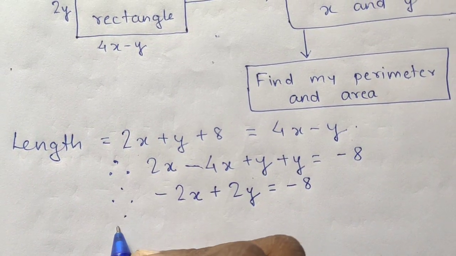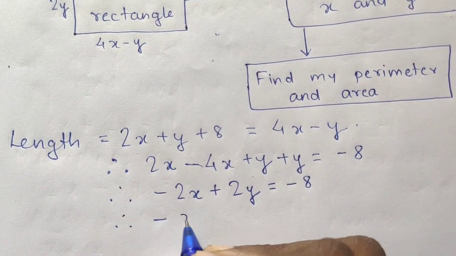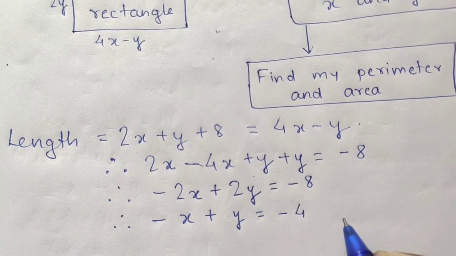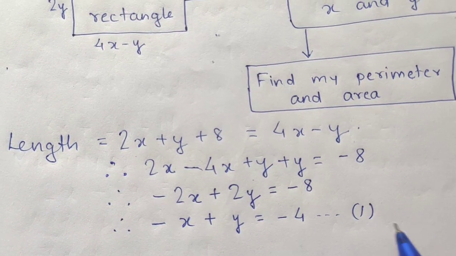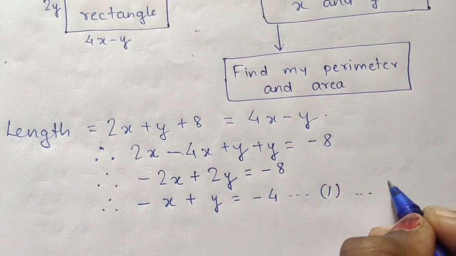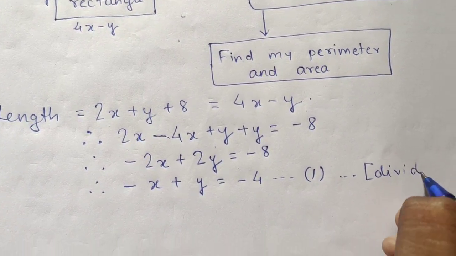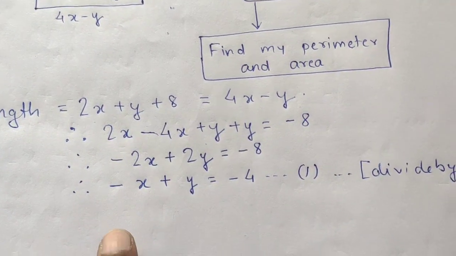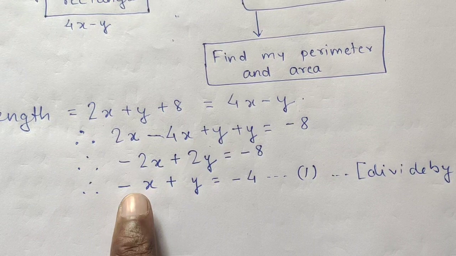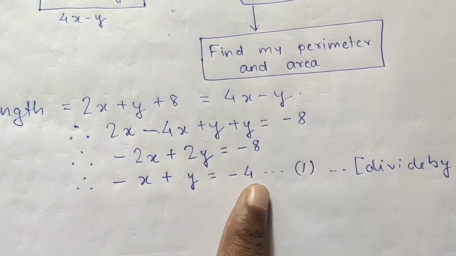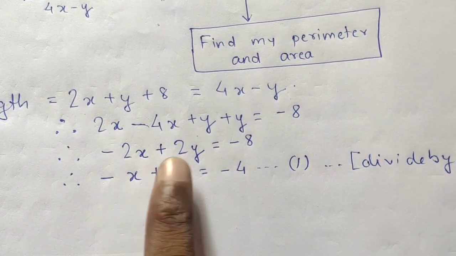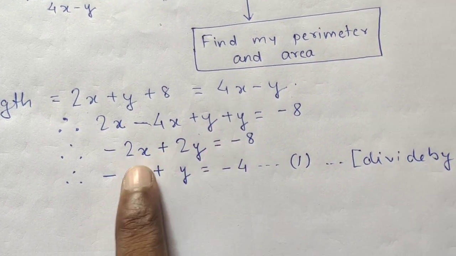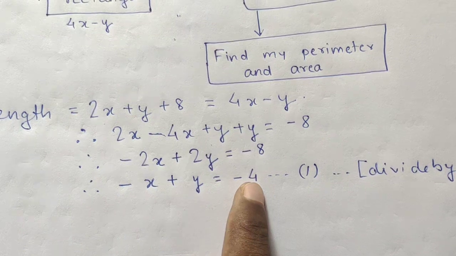So finally we can write it like this. This becomes minus x, this becomes y, and this becomes 4. Okay, so let us call it equation number 1. How did you get this? We have divided by 2. Okay, so we have our first equation, that is minus x plus y equal to minus 4. You can see clearly 2 divided by 2, 2 divided by 2, and 8 divided by 2. You can divide your equation by any number, so that is what I have done.